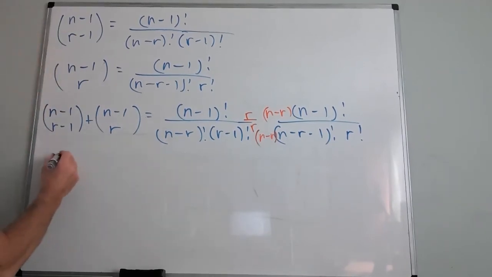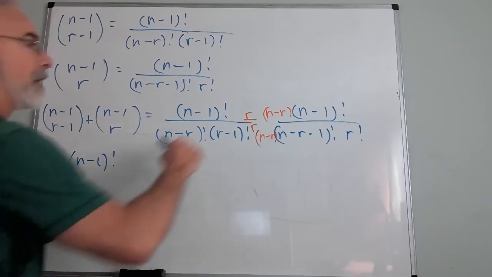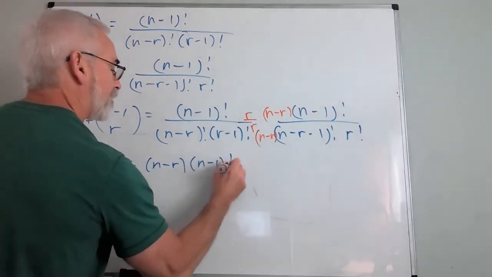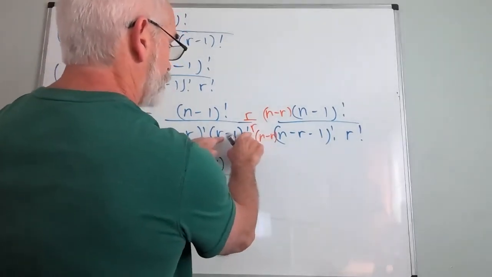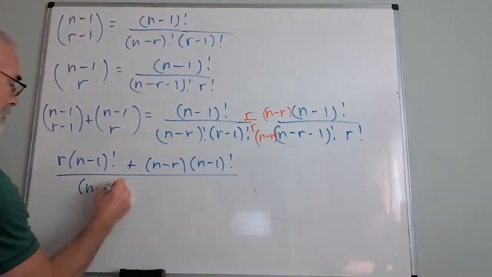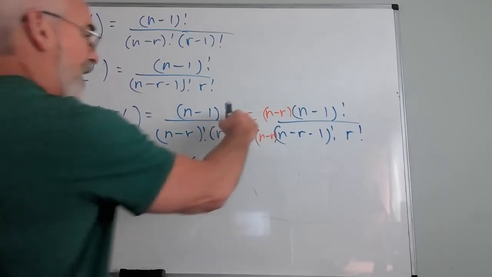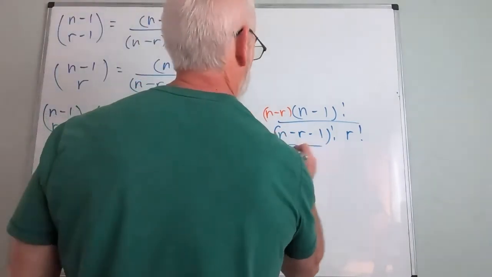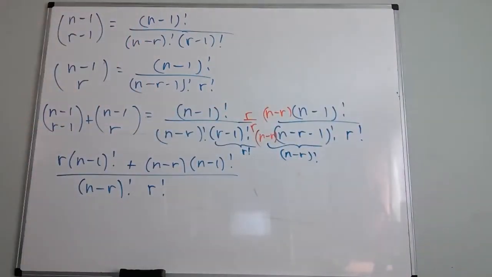So now I have r times n minus 1 factorial plus n minus r times n minus 1 factorial, all over, because I just made it, this is now r factorial and this is now n minus r factorial. Everyone, hopefully you see that. By multiplying this by r over r, I made that guy r factorial. By multiplying this, I made that one n minus r factorial. But I have the stuff on top.